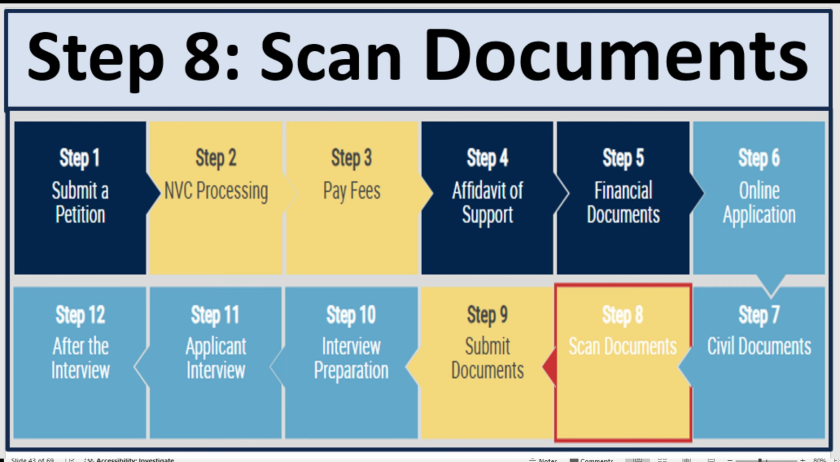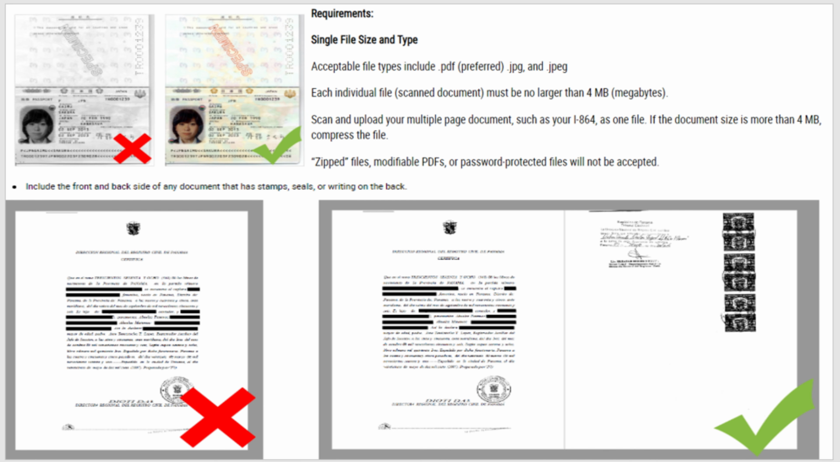Now step 8, scan documents. Now you will need access to a computer and scanner or smartphone with internet connection to scan your civil documents. Acceptable file types include PDF, JPG, and JPEG. And each individual file must be no larger than 4 MB. So this is just to give you an example of which one is good, which one is bad. They must be clear and visible.